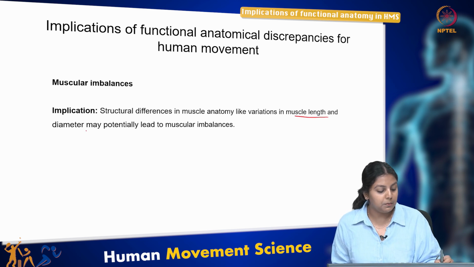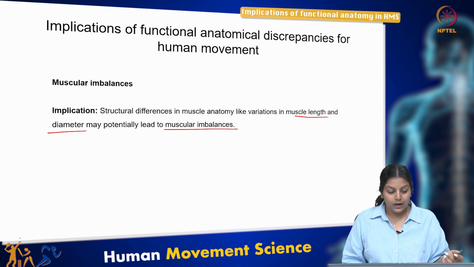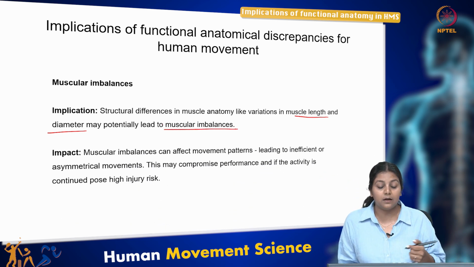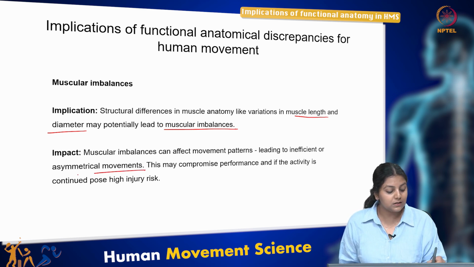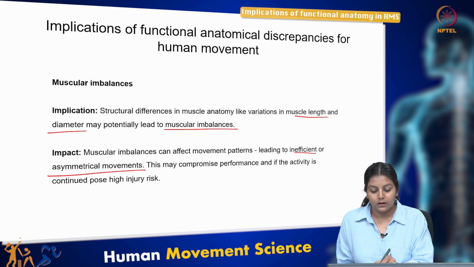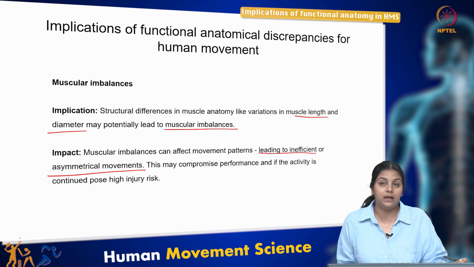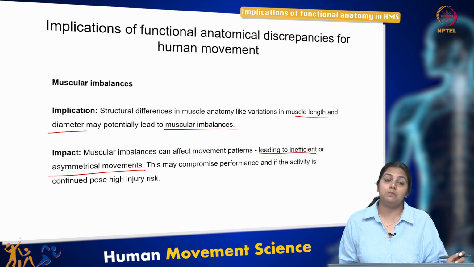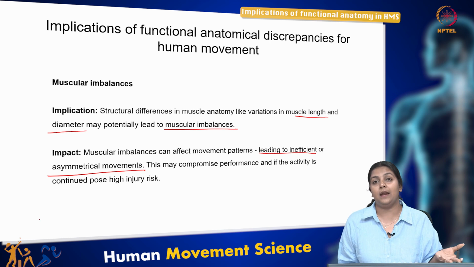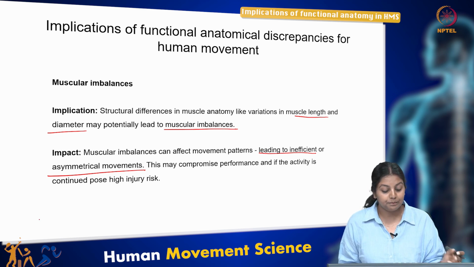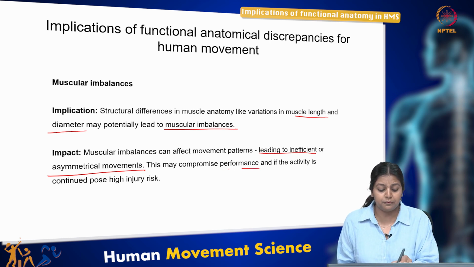to limb, may potentially lead to muscular imbalances. And how would that affect? So that might impact movement patterns, of course, leading to inefficient or asymmetrical patterns, right? So from limb to limb, if you have differences in muscle length, it might have an effect on asymmetrical movements. You would be stronger on one limb and not that strong on the other side, may compromise performance.